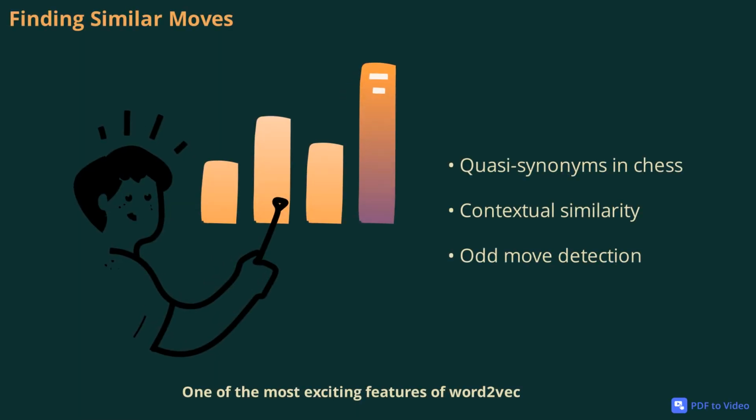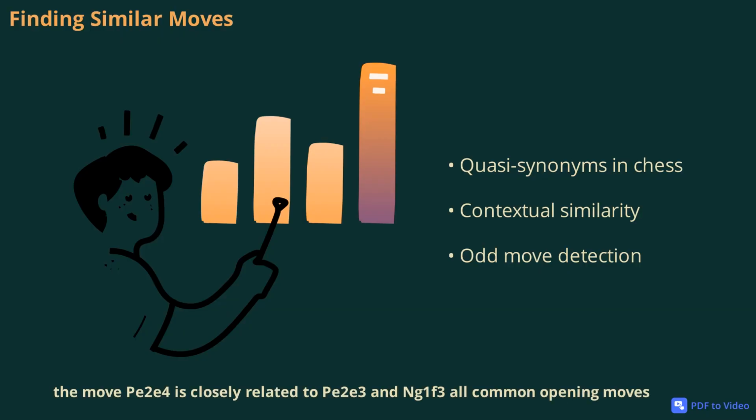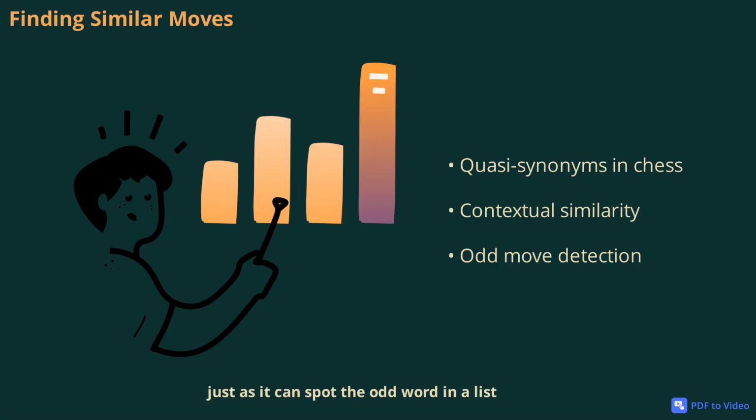One of the most exciting features of word2vec is finding quasi-synonyms, moves that are similar in context. For example, the move pd4 is closely related to pd3 and ng1f3, all common opening moves. The model can also identify moves that are out of place, just as it can spot the odd word in a list. This ability to measure similarity helps us understand the structure of chess games and how certain moves relate to each other.